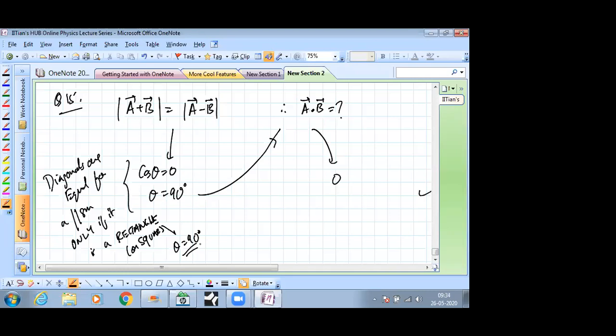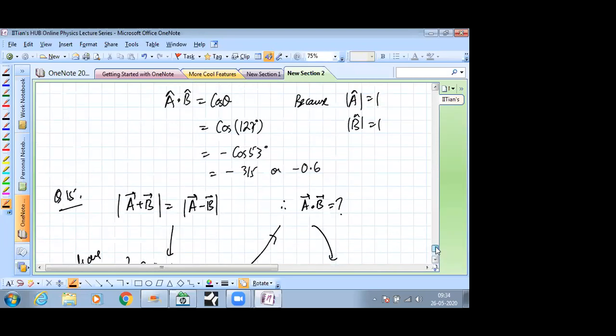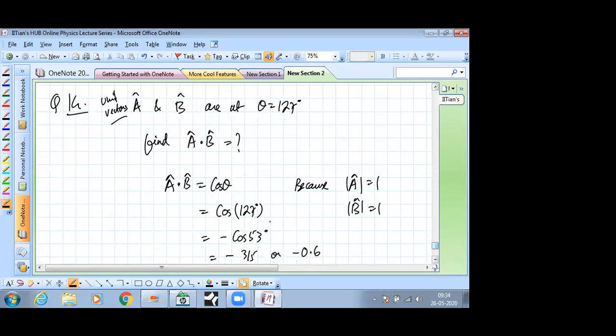Still, to answer your question, the dot product of unit vectors isn't zero in that case, in question number 14, because the angle between them is not 90. The angle between them is something else. It's 127. If it were i cap dot j cap, or something like that, where the angle between the two unit vectors is 90, only then their dot product is zero. Here they are two arbitrary unit vectors, arbitrary in the sense that the angle between them is given to us as 127.